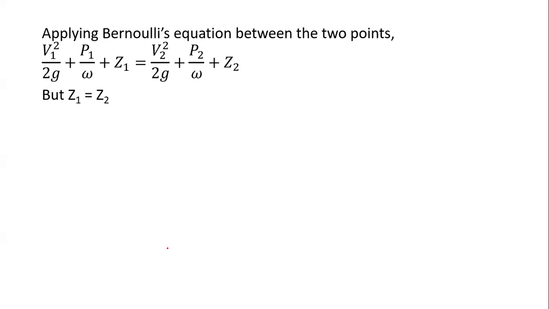So what do you do? This pipeline is horizontal. So the Z is the same. Z1 is equal to Z2. So it moves out. So we rewrite it like that. Then we can now start the substitution.